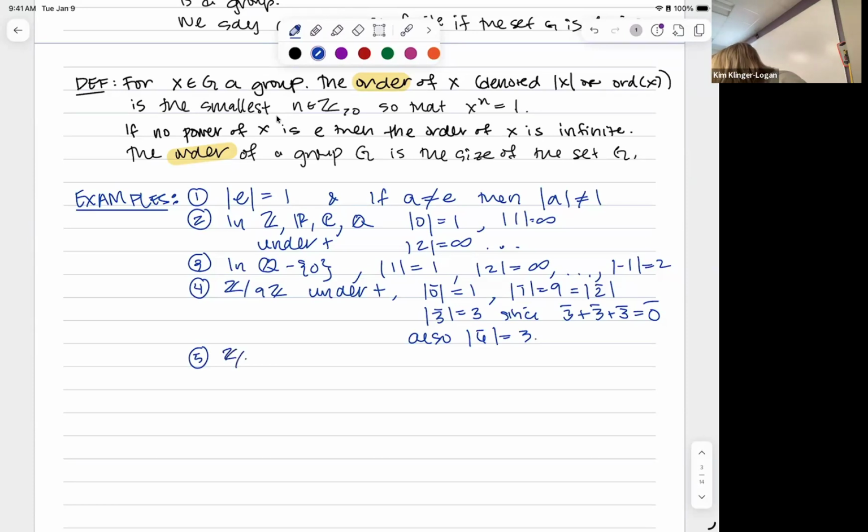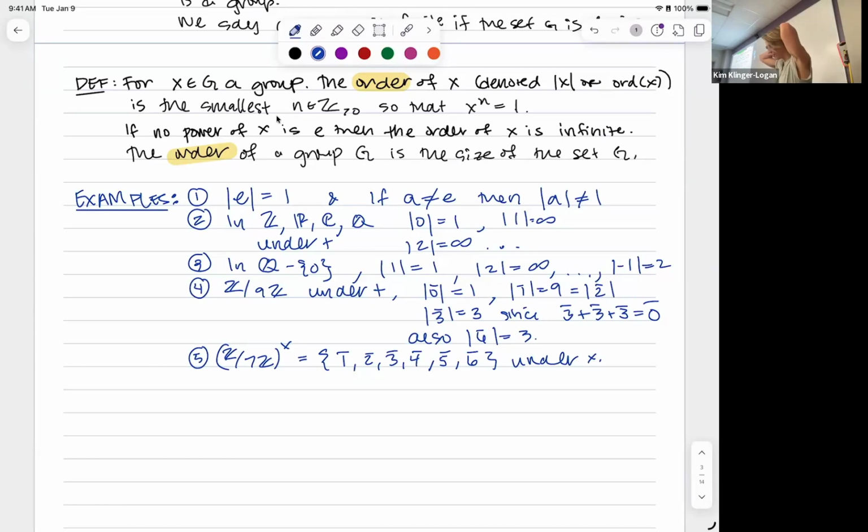Great. So now let's look at something. Now, when I put the cross here, I'm talking about the group of units, right? So this is the units, or the things with multiplicative inverses. So in this case, this is all the stuff relatively prime to 7, which is most of the things since 7 is a prime. So here we're just really throwing out 7. And that's it, right? And this is assumed to be under multiplication.